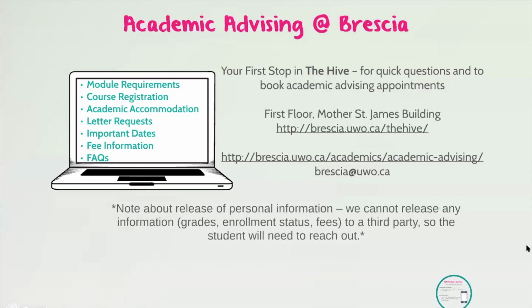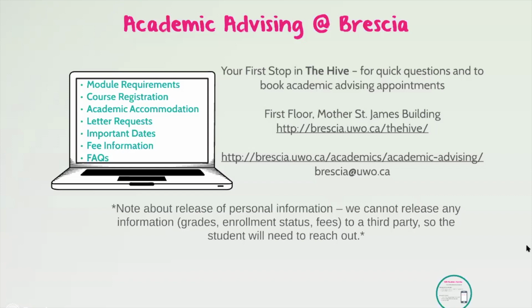So as I mentioned, the Hive is a great place to start for any quick questions that you might have, including but not limited to module requirements, course registration, accommodation requests, letters, dates, fees, any FAQs. They are located in the Mother St. James building, the first floor, and their email is brescia@uwo.ca. You can also book academic advising appointments at the Hive in person.